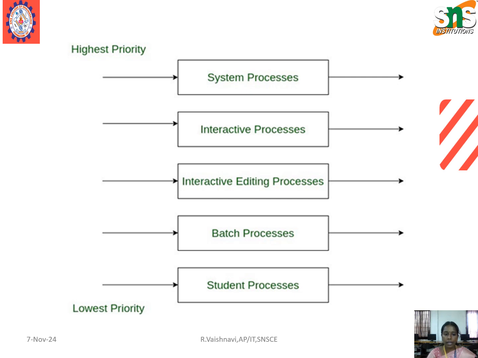Here we have the diagrammatic representation. First, it starts from the higher priority and goes to the lower priority. The highest priority is the system processes, followed by the interactive processes. Third one, interactive editing processes, then batch processes, and the last one is student processes. This is from higher priority to the lower priority.